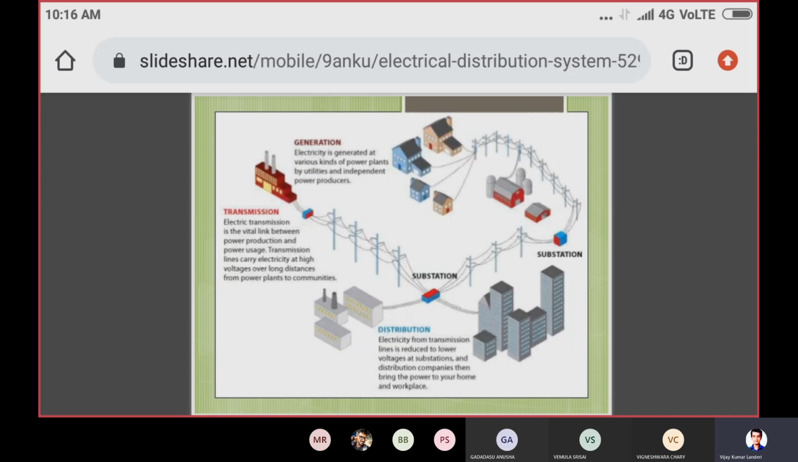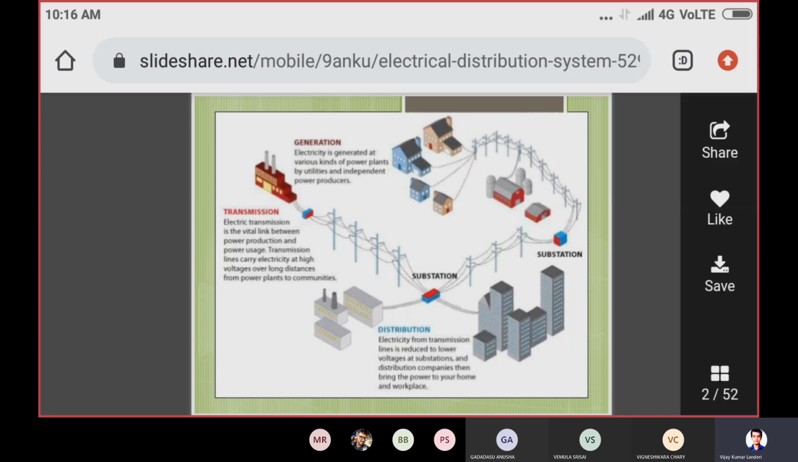So next come the substations. After the electrical energy has been transmitted to the substations, you can find in the diagram, from the substations the electrical energy is given to the bulk consumers as well as the normal consumers. That part is called what here? The distribution system. In the distribution system, whatever power is taken from the transmission lines is reduced to lower voltages, right?